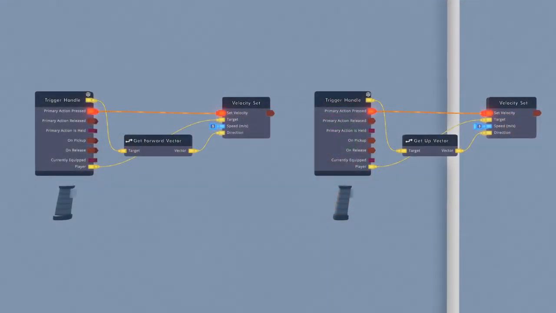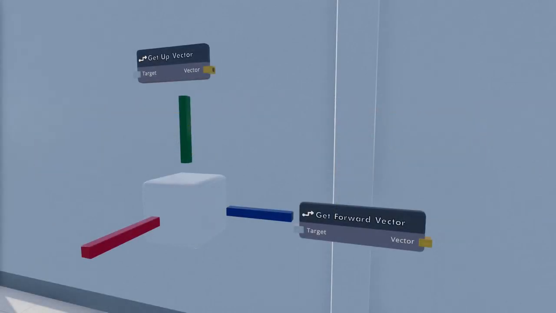Do you clamp vector gadgets to your trigger handle to get its forward or upwards direction? Well, stop wasting ink, because there's two chips that do exactly that. The Get Forward Vector and Get Up Vector chips can get the directions of not just the trigger handle, but any shape. If you're ever confused on which direction is forward or up on your shape, check the pivot point. The green direction is up and the blue direction is forward.